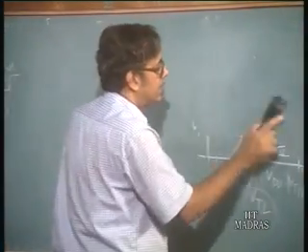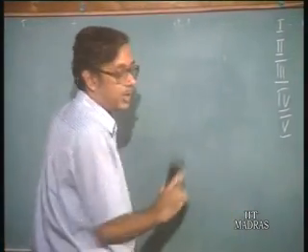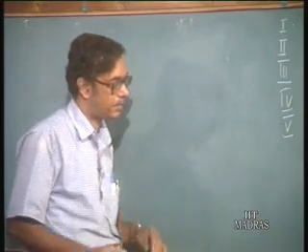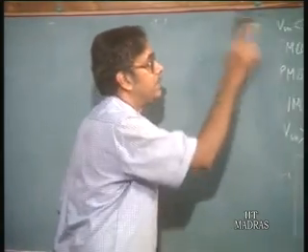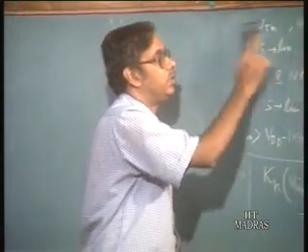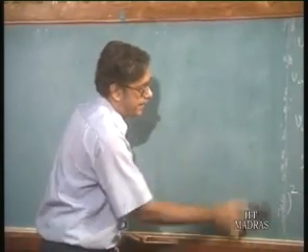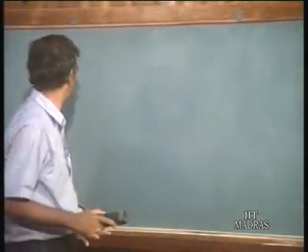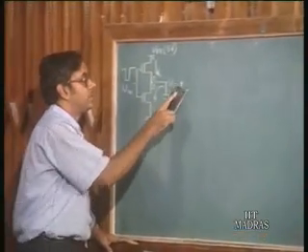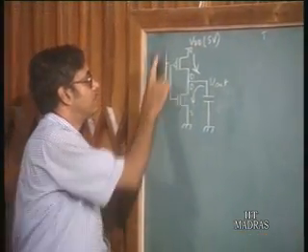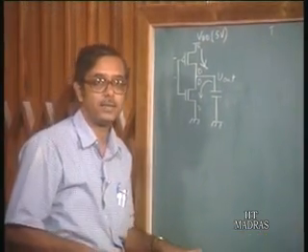So we have looked at the static input output characteristics. We have looked at the power dissipation. The next thing which we shall look at is the propagation delay of this CMOS circuit. Again, we come back to this diagram of a CMOS inverter.